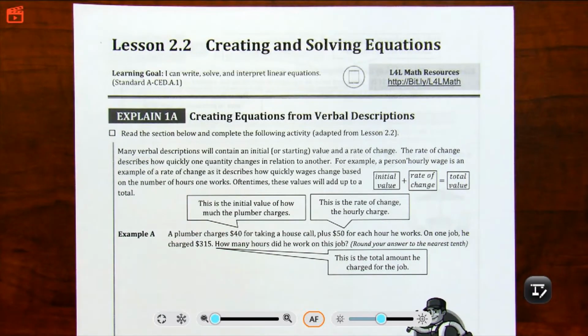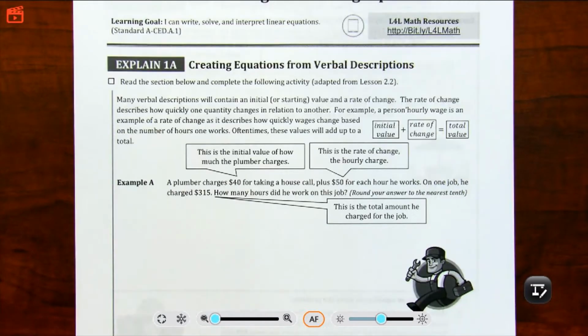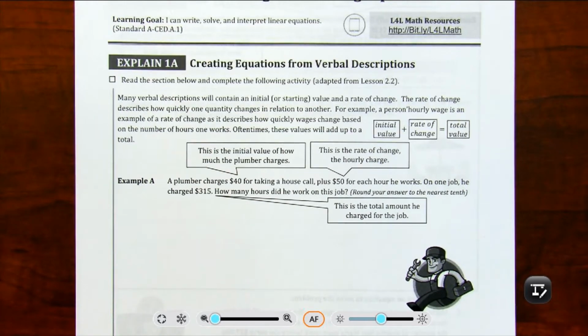So for example, a plumber charges $40 for taking a house call, plus $50 for each hour he works. On one job, he charges $315. What we want to find is how many hours did he work on the job. Round your answer to the nearest tenth.